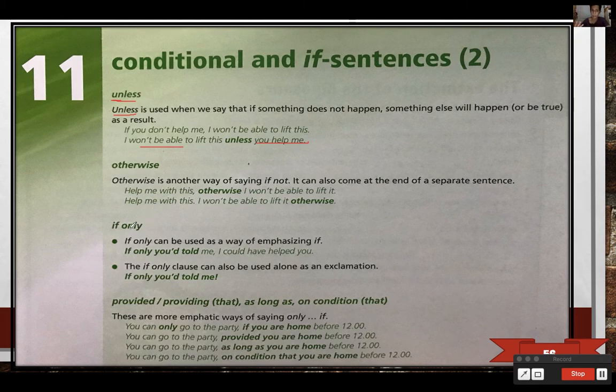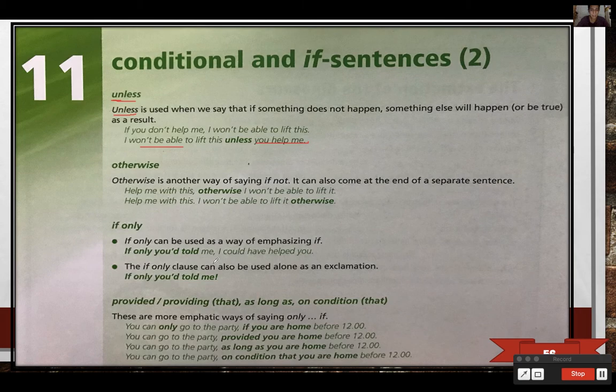Now we have if only. Okay, if only, the translation, I would say, is like si solamente or si solo. If only can be used as a way of emphasizing: if you only told me, I could have helped you. The if only clause can also be used as an exclamation. If only you told me, si tan solo me hubiera dicho, if only you told me, I could have helped you, si solo me hubiera dicho, o si tan solo me hubiera dicho, podría haberte ayudado, okay?